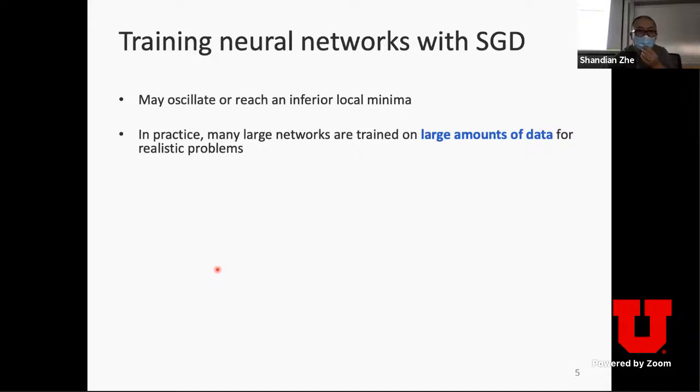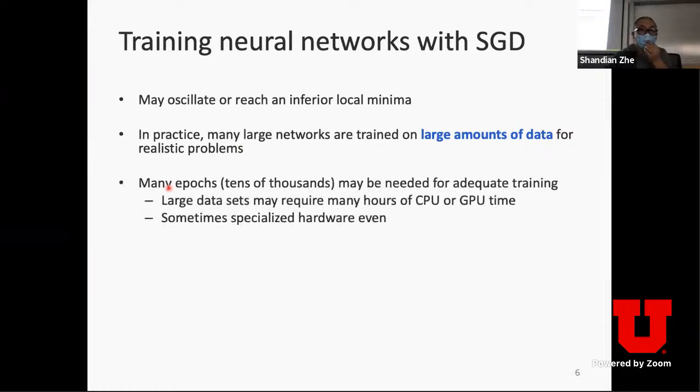Another issue is that in practice, many large networks are trained on large amounts of data for realistic problems. That means to train on large data, you have to run many, many epochs for adequate training. So even if you use SGD, that will still be quite expensive. Like if you have 1 billion training data points and 10 million parameters, well, only one epoch might not be sufficient.